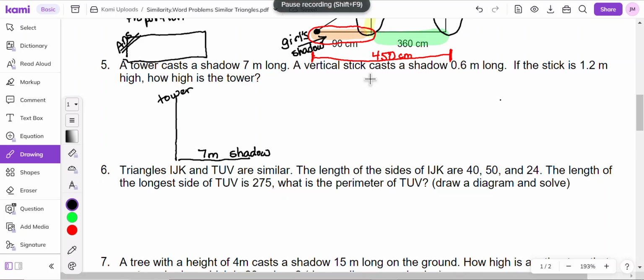A vertical stick is casting a shadow that is 0.6 meters long. So this is the stick. Its shadow is 0.6 meters long. This is not drawn to scale.